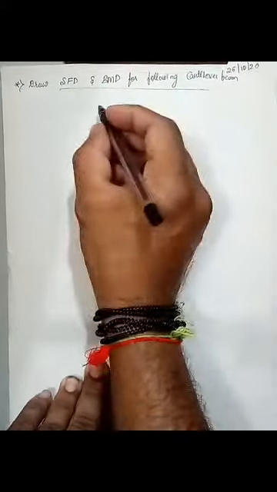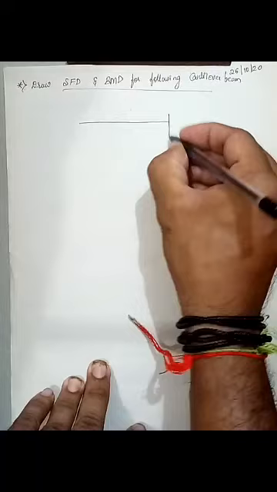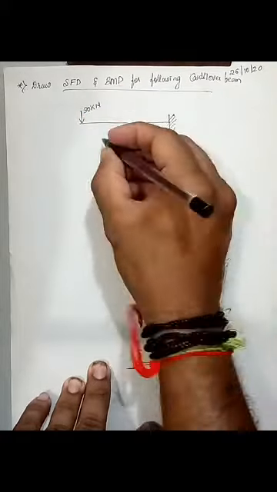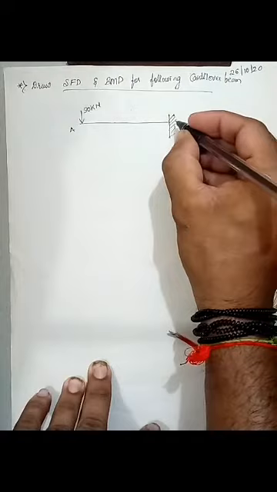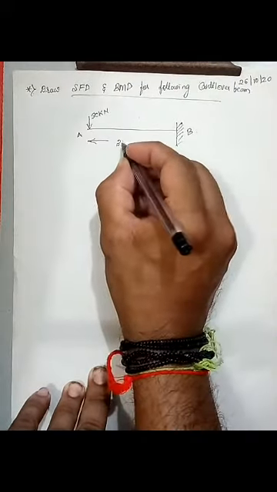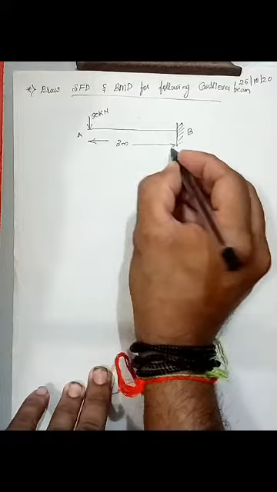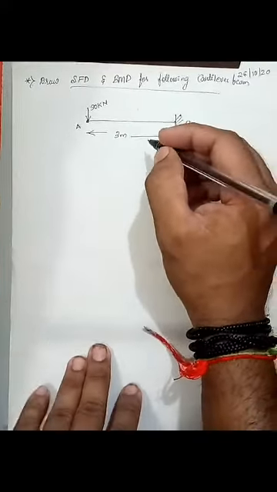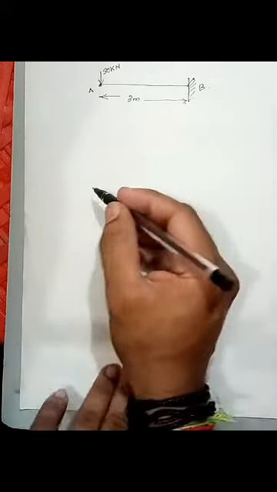Okay, and the question is like this. Cantilever beam means one side support, other side free. 30 kilonewton, A and B. So this is 3 meter. Now we just have to find out shear force at given points. So this A and B are 2 points on the beam which we know. Okay, so I'll leave some space here so that I can draw shear force and bending moment diagram later.